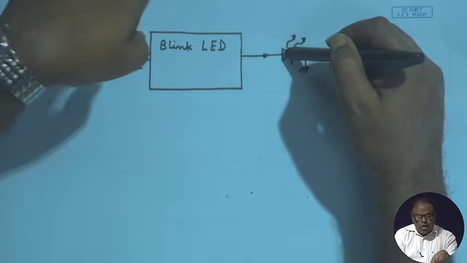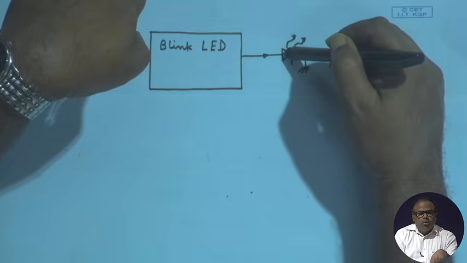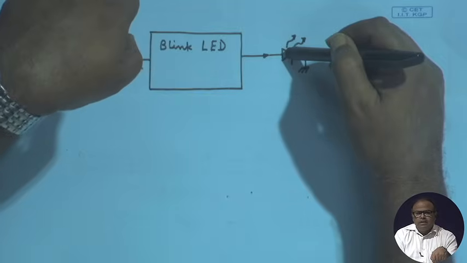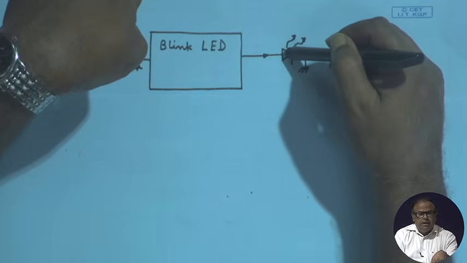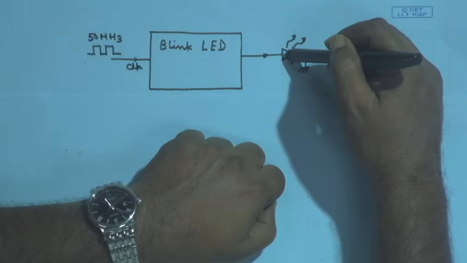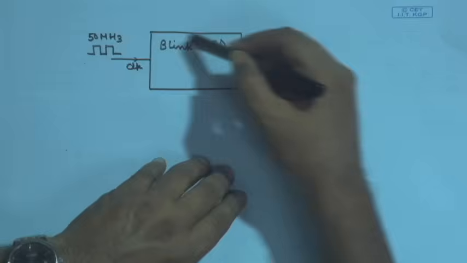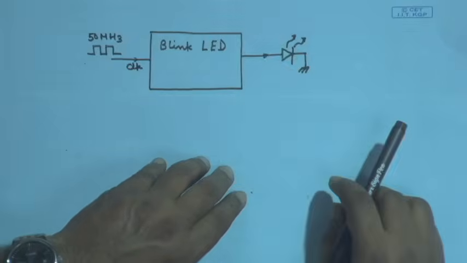Remember, the clock is 50 megahertz. So, in 1 second it is 50 million times it is coming. I have to glow this LED once every second and then off for another second, all right. That is my objective, and I want to develop this simple system.